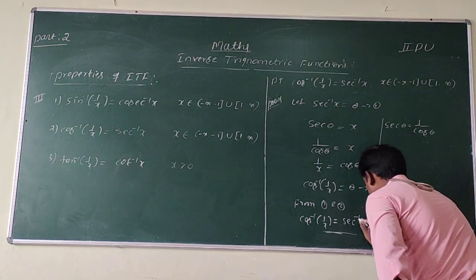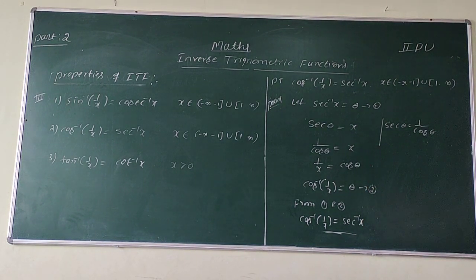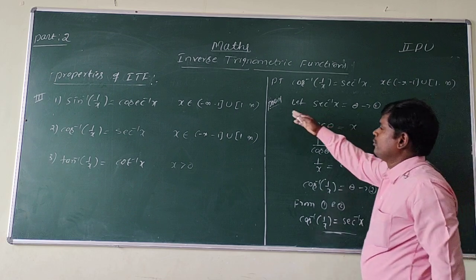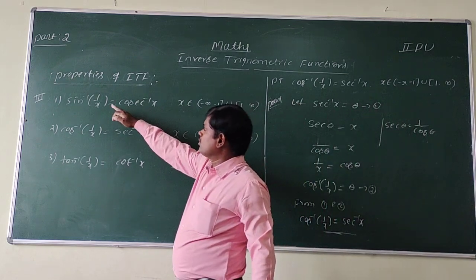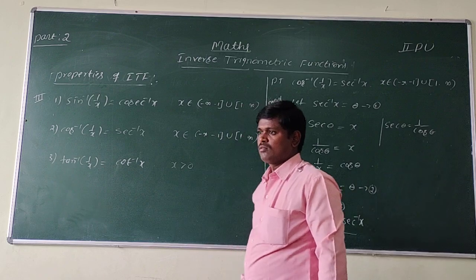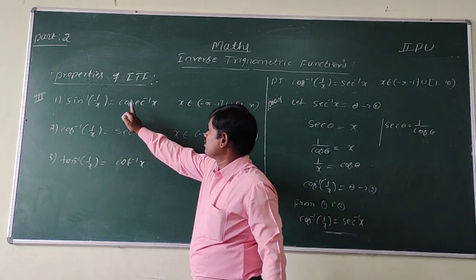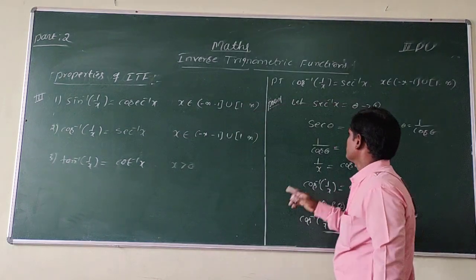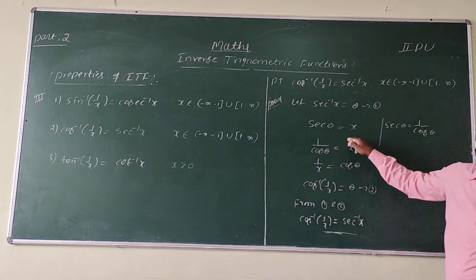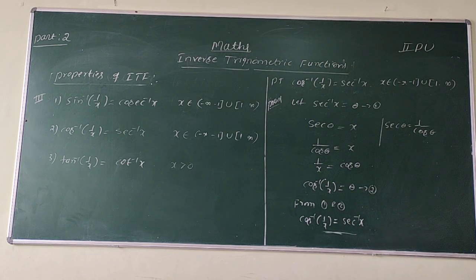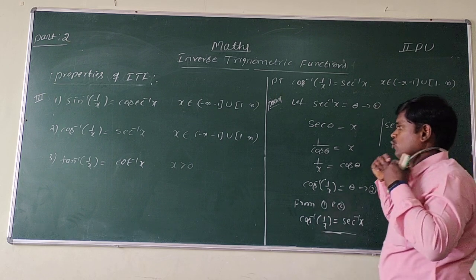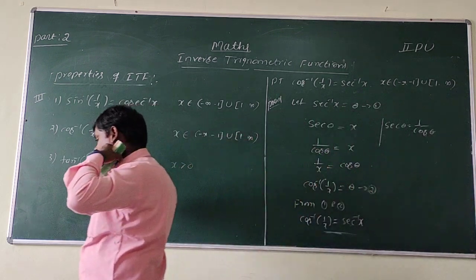Secant inverse of x. Okay, so similarly we can prove property 1 and property 2 also. Take the value cosecant inverse of x is equal to theta and take the reciprocal of that, and then we prove. Okay, so next properties.